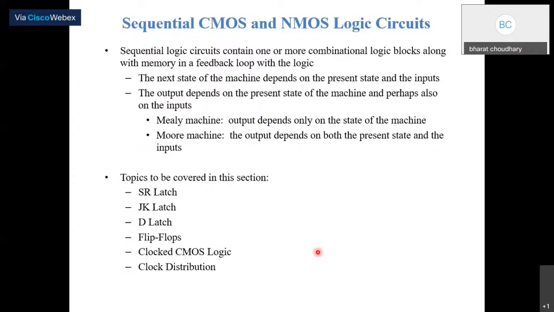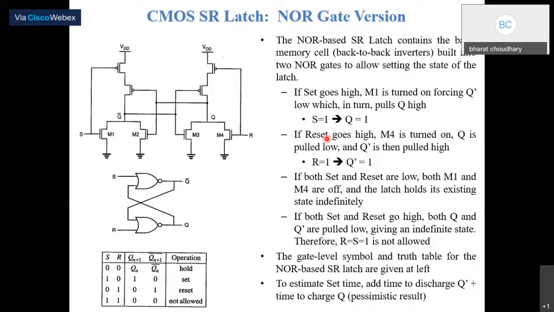So what topics will we cover in this section? SR latch, JK latch, D latch, flip-flop, clock, CMOS, and clock distribution logic. I think you already discussed such digital logic in your earlier undergraduate engineering classes, but we will discuss such circuits with CMOS design.